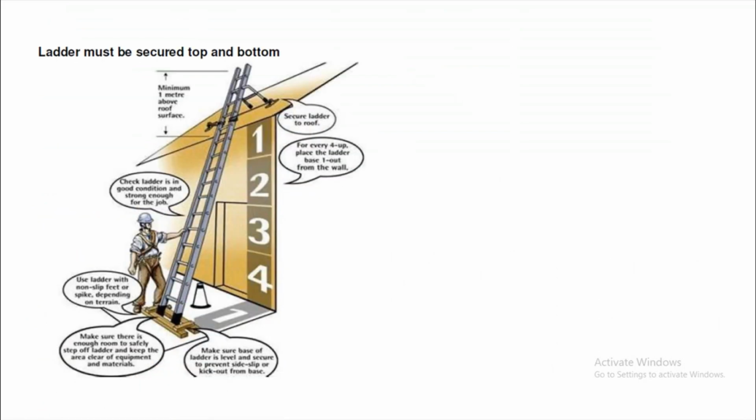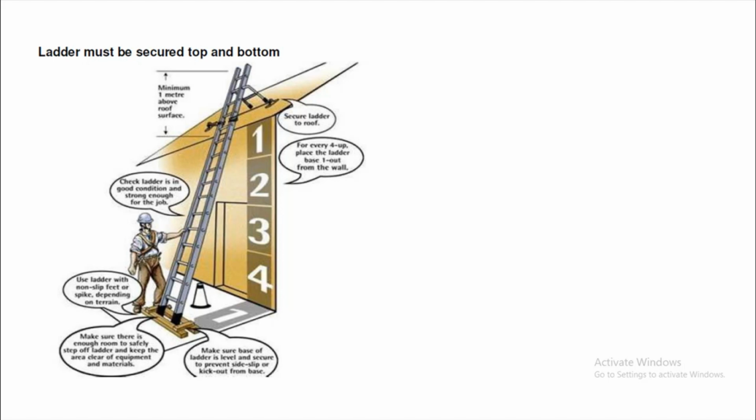Okay, some photographs of the straight ladder. The ladder must be secured on the top and on the bottom, with a minimum of 1 meter above the top surface for the climber to use as a handle. Secure the ladder to the roof, or if you are using the ladder on the roof, make sure that the inclination of your ladder is in a 1:4 ratio, 4 vertical and 1 horizontal.